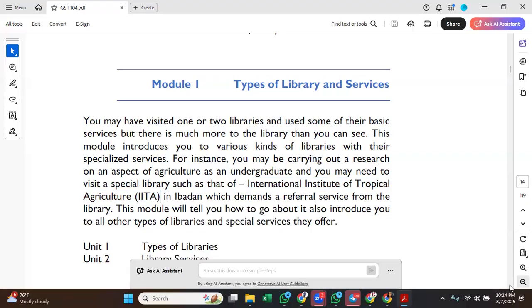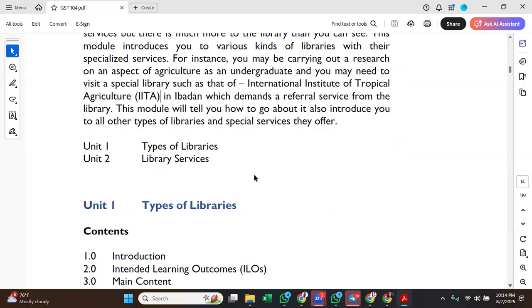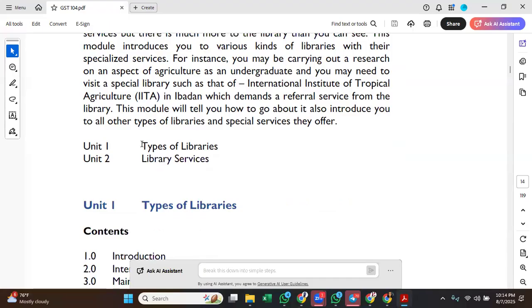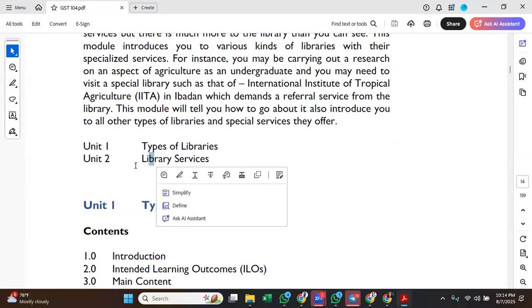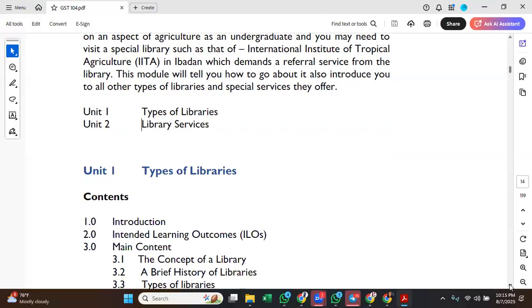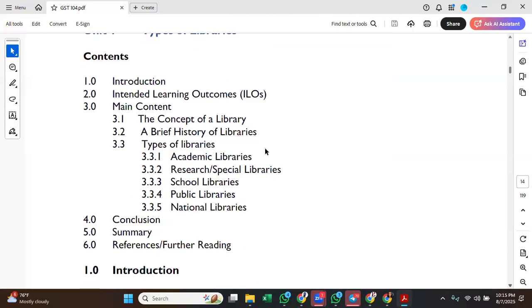So without wasting time, let's move to what we have. In this module, we're talking about two things: types of libraries, then library services, which means types of libraries and what they do. Types of libraries and what those libraries do. So let's start with types of library that we have.